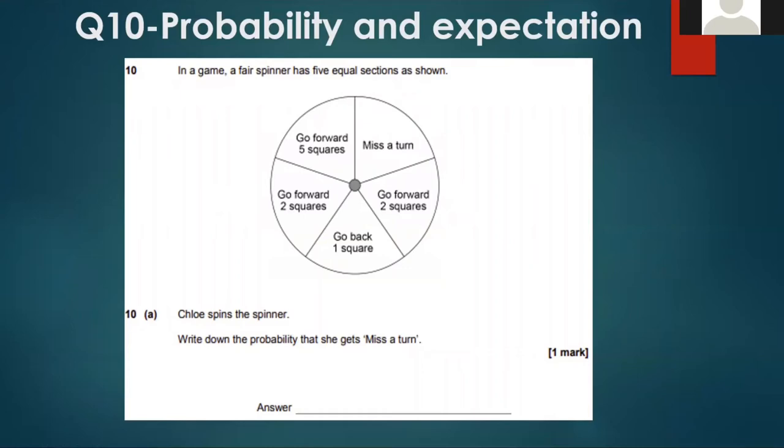Okay, question 10, guys. In a game, a fair spinner has five equal sections as shown. Go forward five squares, miss a turn, go forward two squares, go back one square, and go forward two squares. So Chloe spins the spinner. Write down the probability that she gets miss a turn. Now, miss a turn appears once, okay? So once out of a total possible five equal sections. So 1, 2, 3, 4, 5. So probability is the chance of it occurring divided by the total possible number of outcomes. So the answer is going to be 1/5 or equivalent.